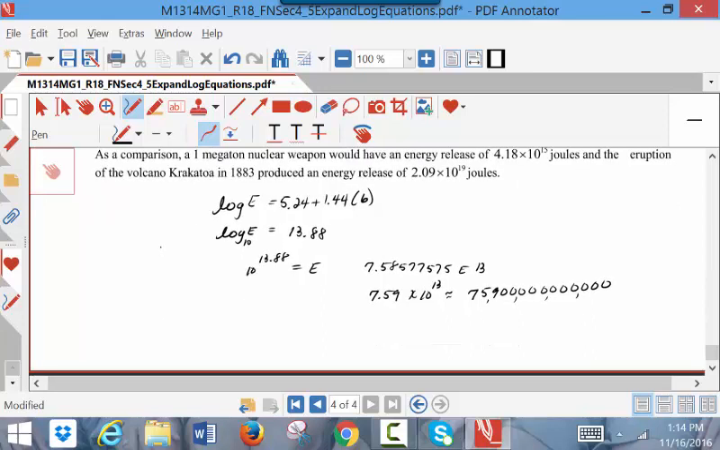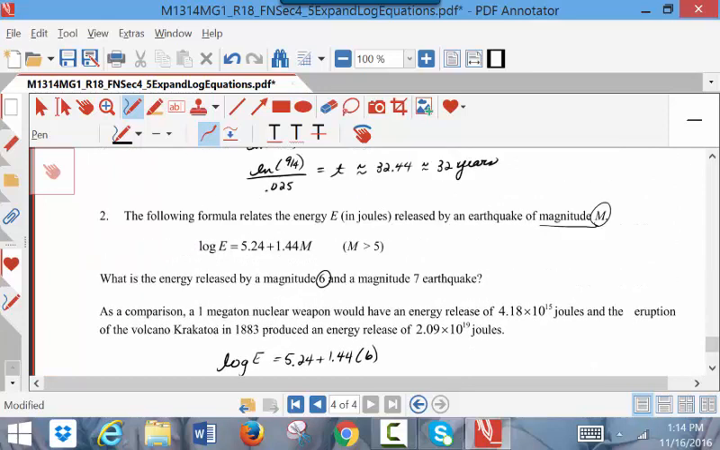All right, so let's close this out for learning how to solve logarithmic equations. And yes, the magnitude of an earthquake is based on a logarithmic function, and it is sure releasing a lot of energy.